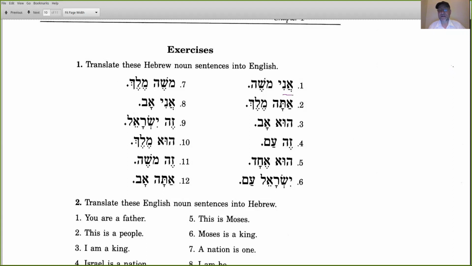So what we have here is Ani Moshe. Ani is I. Moshe is Moses. So to make that complete English, I am Moses. Number 2, Ata Melech. Ata means you. Melech means king. In proper English, you are a king. Number 3, Hu Av. Hu means he in Hebrew. Av means father.